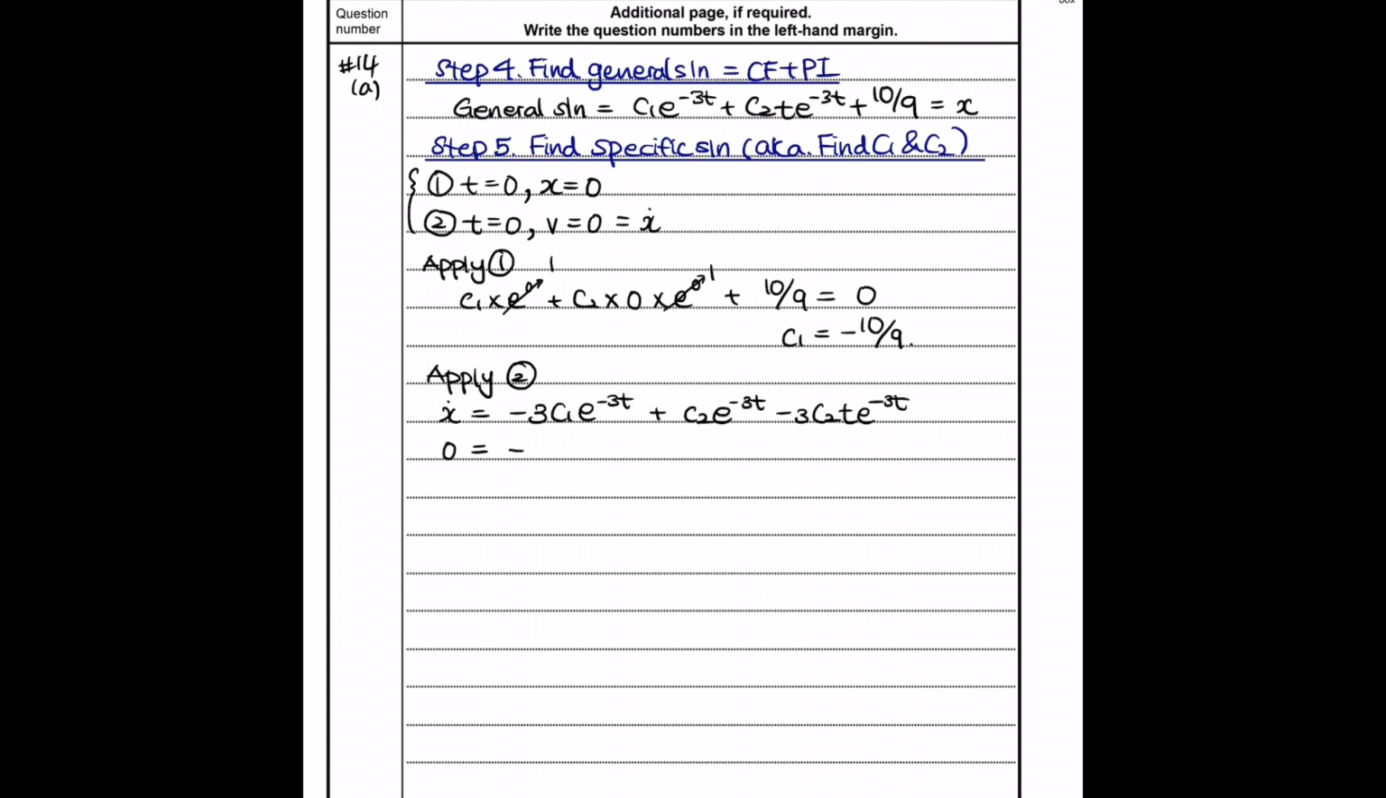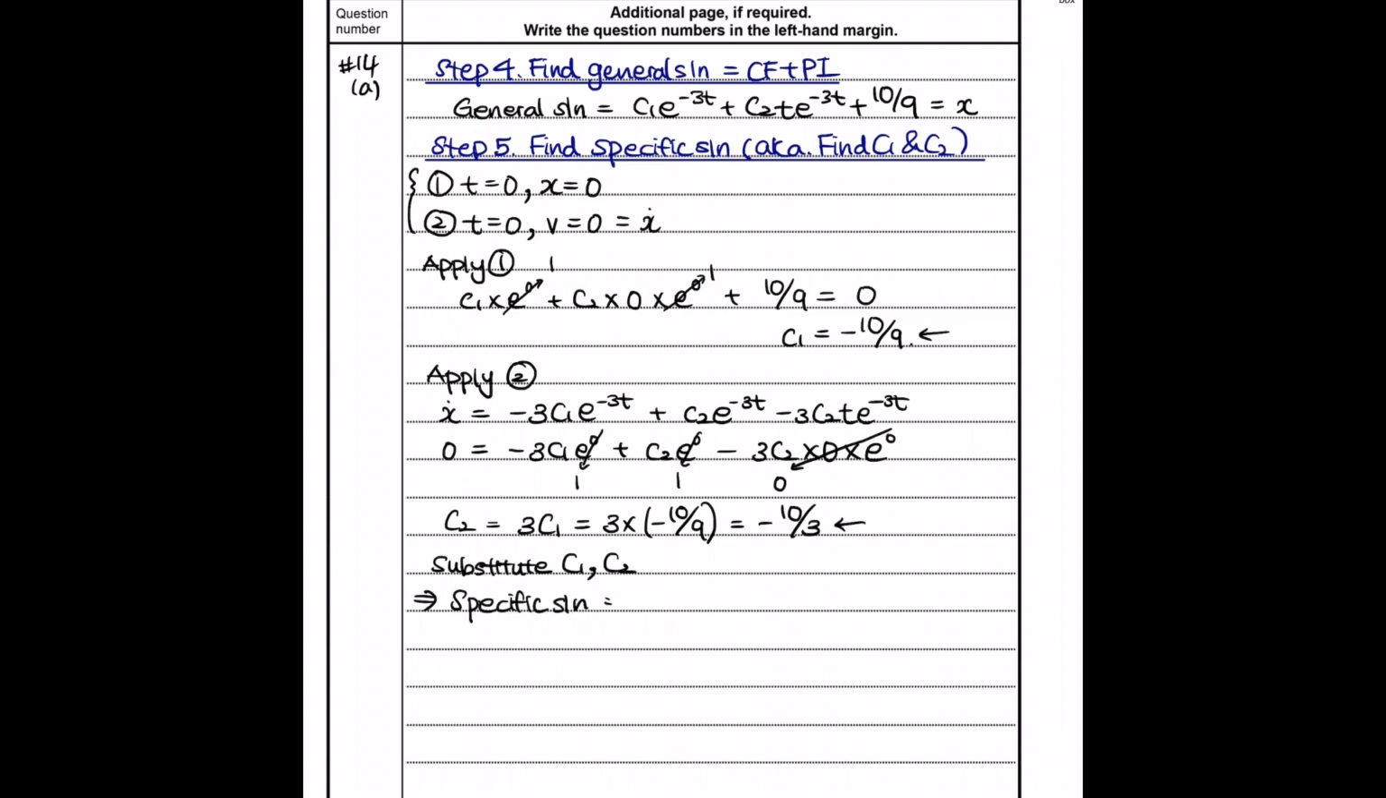And then we're going to apply the second boundary condition, which becomes c2 is equal to 3c1. There it is, minus 10 over 3. So that's our c2. Now we found both constants here and there. We're going to substitute this into the general solution. Then we're going to have a specific solution, which doesn't have constants anymore. So that's our specific solution.